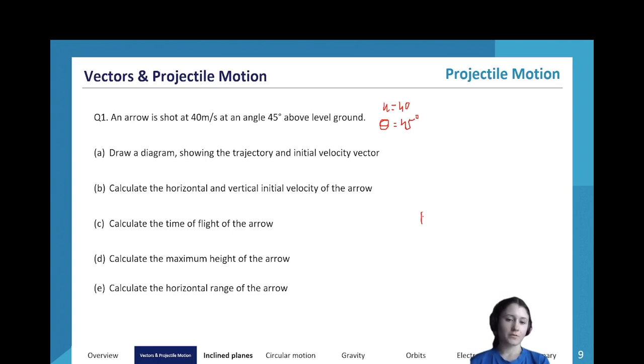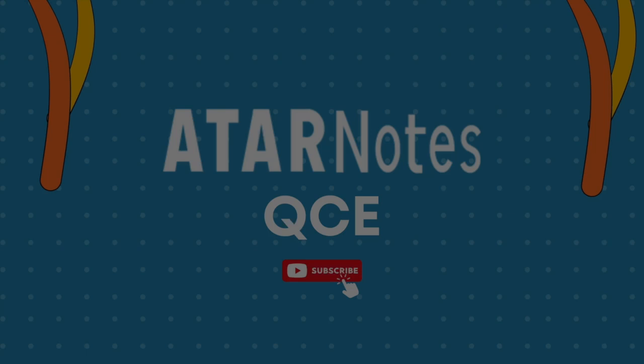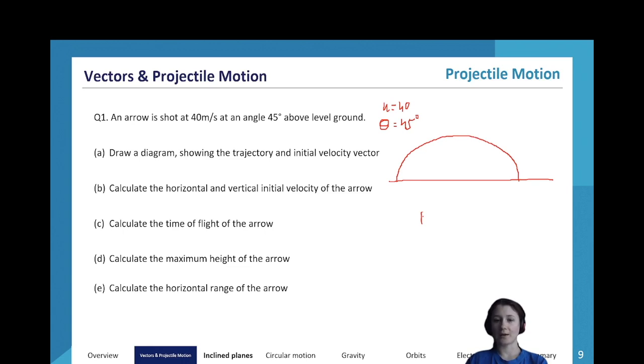So, the first thing we need to do is draw a diagram showing the trajectory and initial velocity vector. As we can see here, we have our level ground, we have the path of our projectile. The path of the projectile is always that of a parabola, so that isn't necessarily a perfect representation. And then our initial velocity vector would be tangential, a little bit like that.